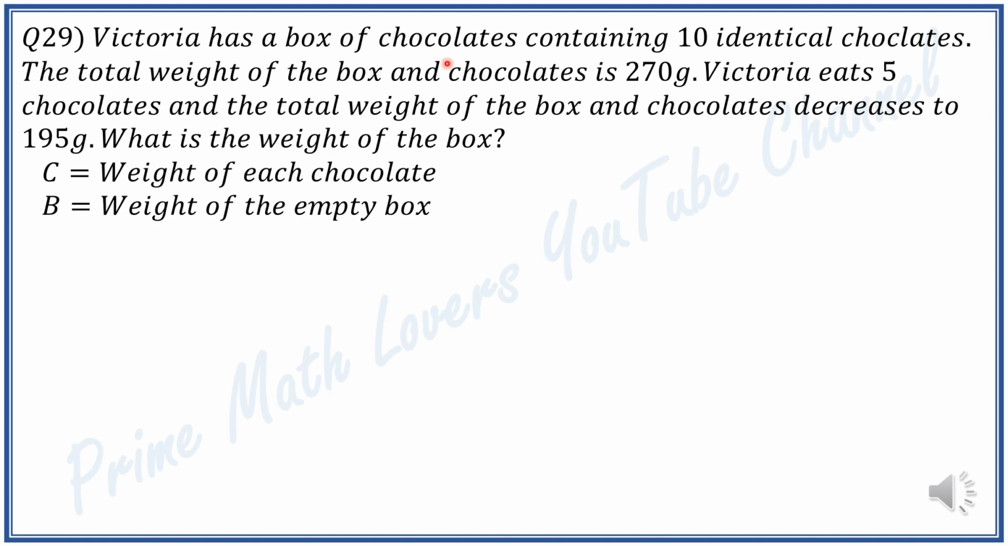Now we can set up equations based on the given information. 10 identical chocolates plus the box is 270 grams. So we get 10C plus B is equal to 270. And after Victoria eats 5 chocolates, we have only 5 chocolates plus the box. So 5C plus B is equal to 195 grams.